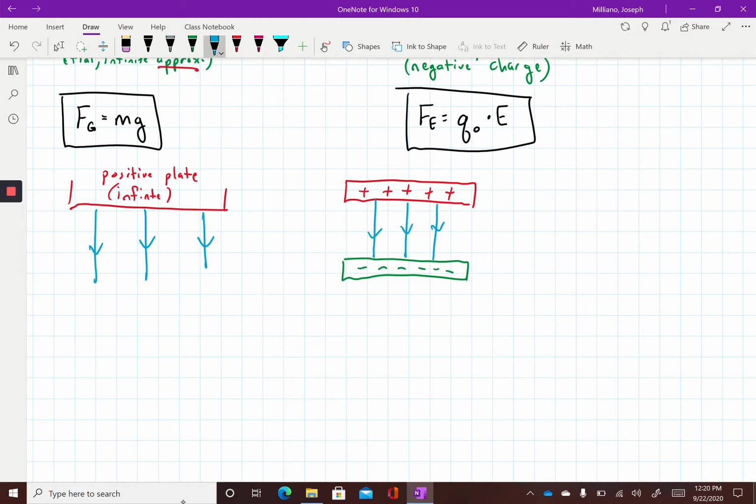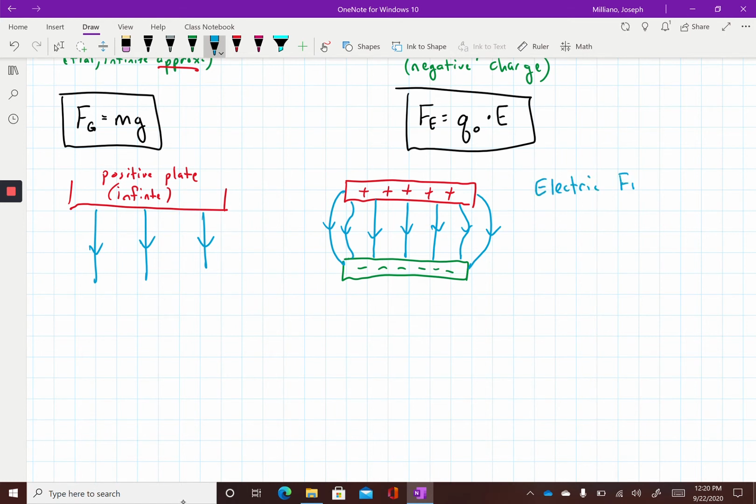Now, it's only approximately uniform in the zone where you're not near the edge, where these look infinite, and it will bow out a little bit when you get near the edges. These arrows tell you the direction of the electric force on a positive test charge. So let's write that down.